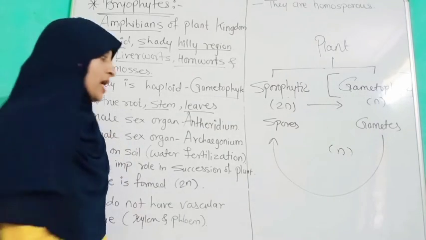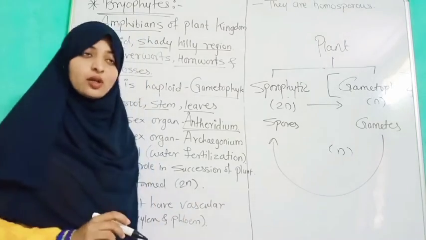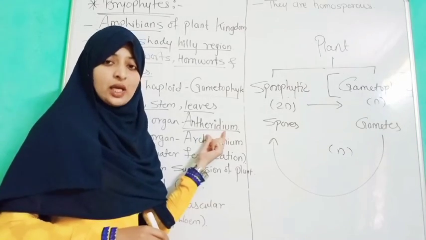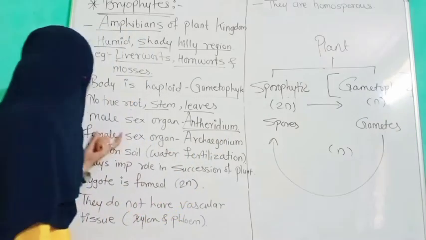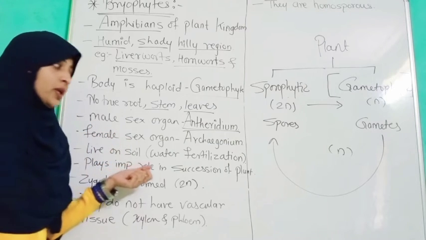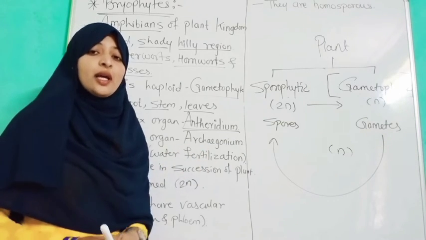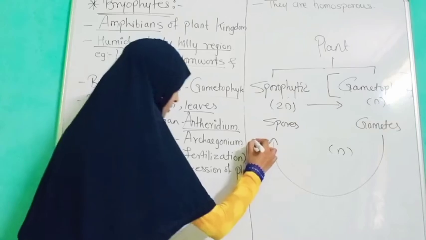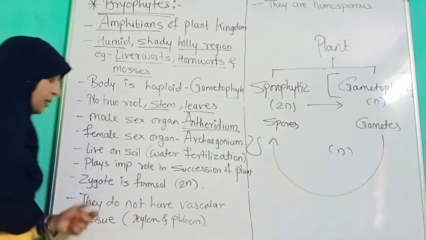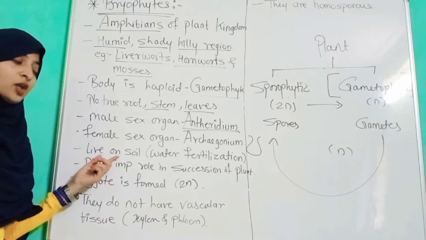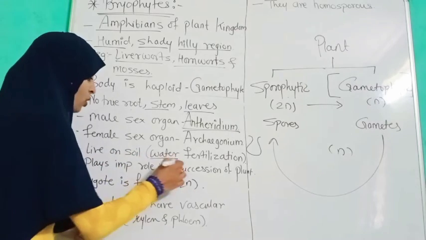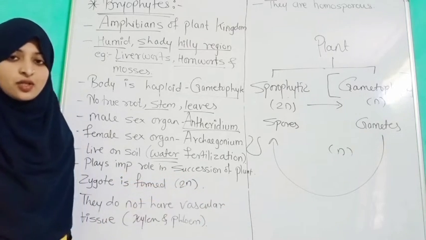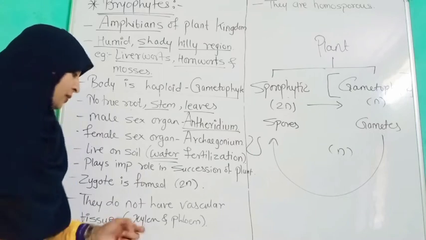The male sex organ in bryophytes is known as the antheridium, which produces the male gamete, known as antherozoids. The female sex organ is known as the archegonium, which produces an egg cell, or egg gamete, which is flask shaped. They live on soil, but for fertilization they require water. This plays an important role in plant succession, to form a complex plant body.